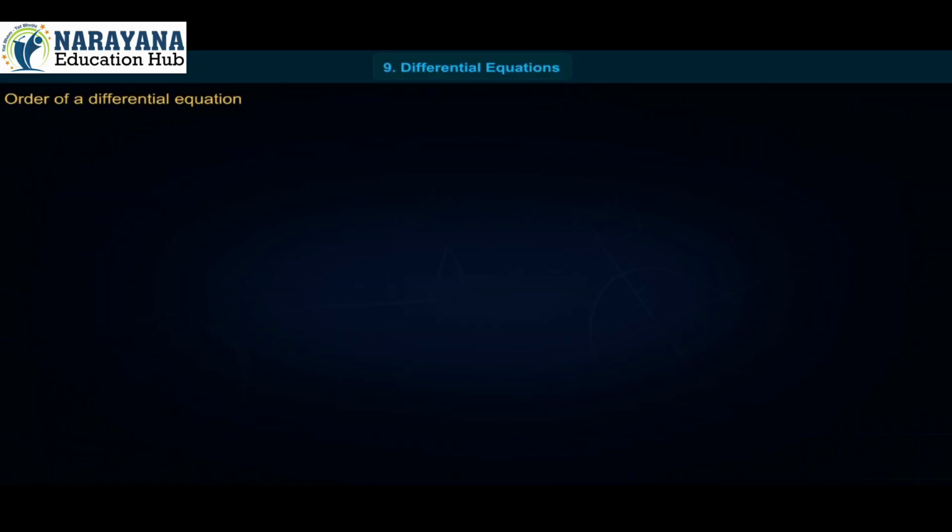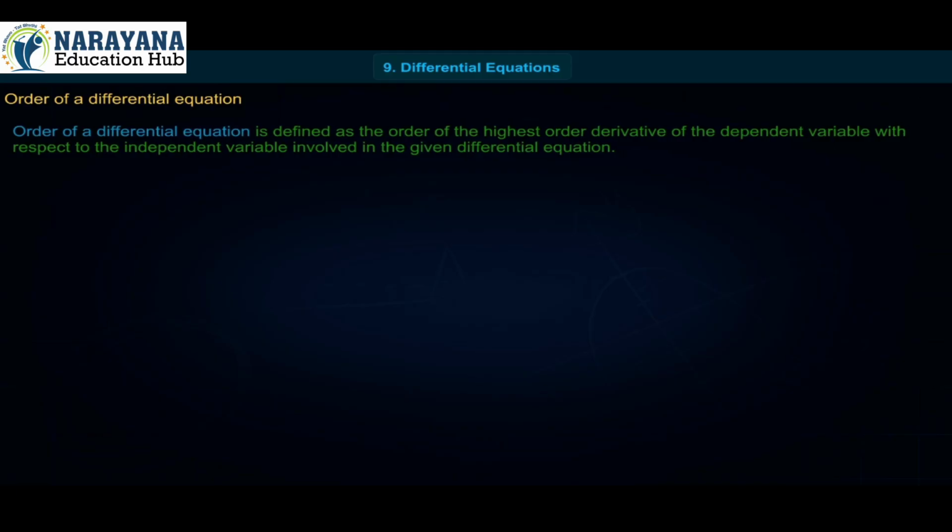Order of a differential equation. The order of a differential equation is defined as the order of the highest order derivative of the dependent variable with respect to the independent variable involved in the given differential equation.